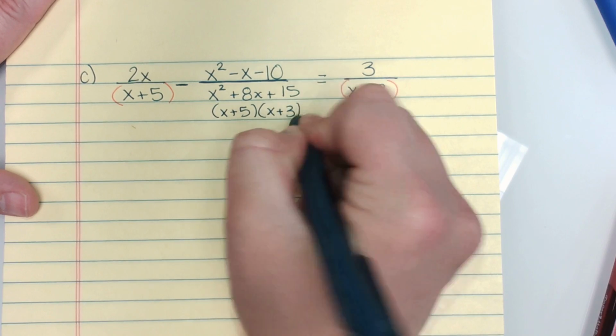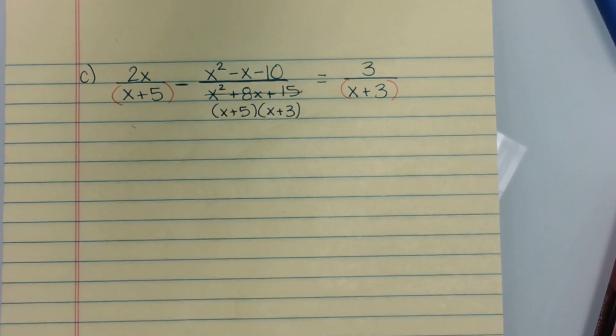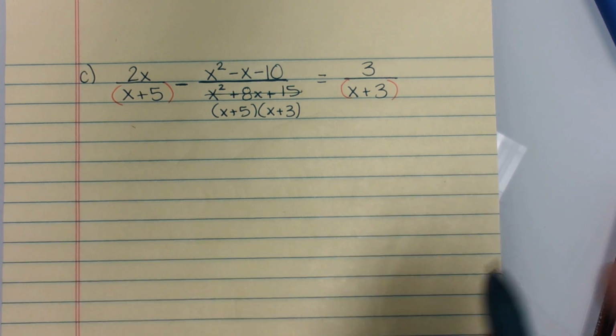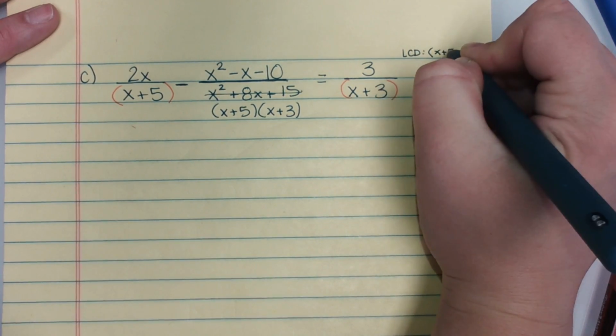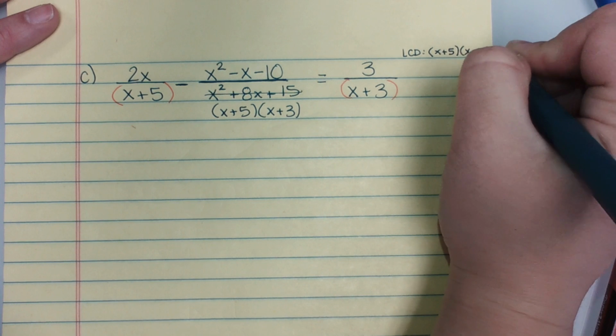Have you noticed that there tends to be some factoring that matches denominators that currently exist? That is a common thing that happens. Does it happen every time? No. Will it happen a lot of the time? Yeah. So LCD, x plus 5, x plus 3.